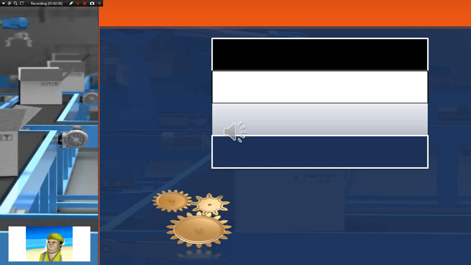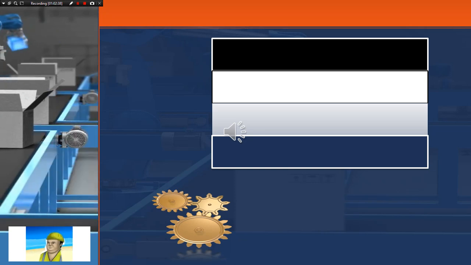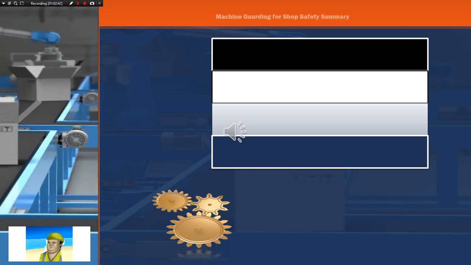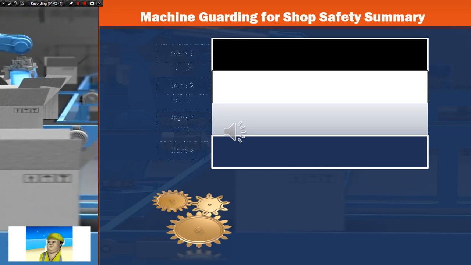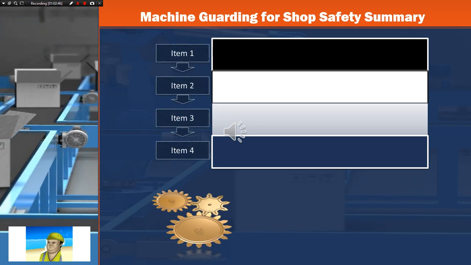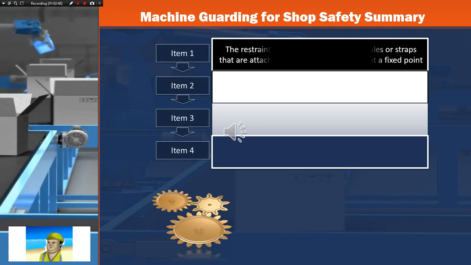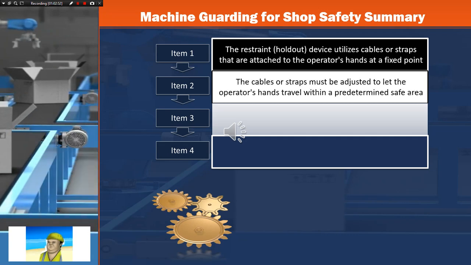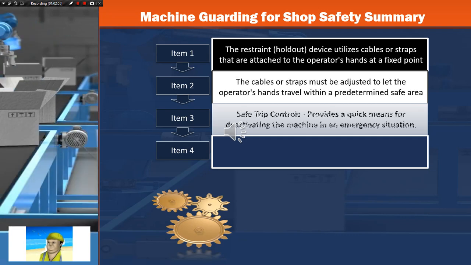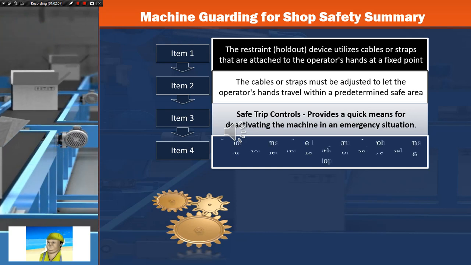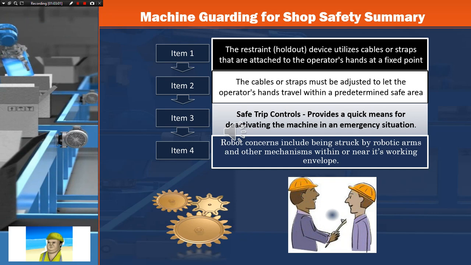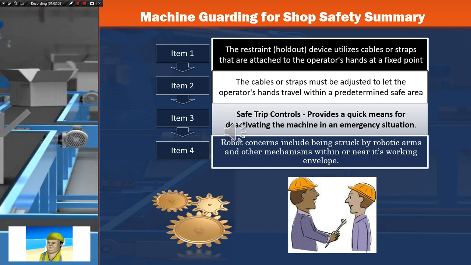Machine Guarding for Shop Safety Summary. The restraint, holdout device utilizes cables or straps that are attached to the operator's hands at a fixed point. The cables or straps must be adjusted to let the operator's hands travel within a predetermined safe area. Safe trip controls provide the quick means for deactivating the machine in an emergency situation. Robot concerns include being struck by robotic arms and other mechanisms within or near its working envelope.